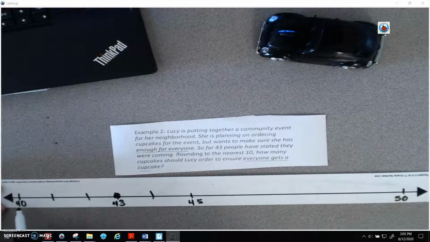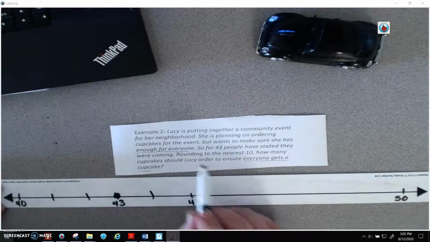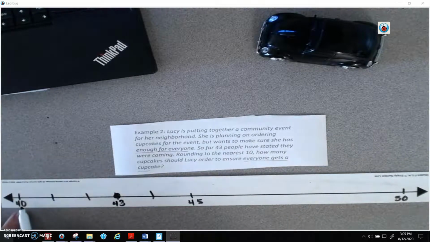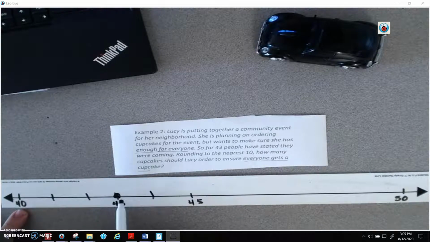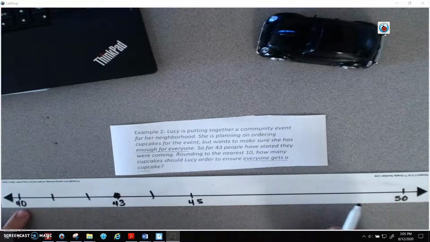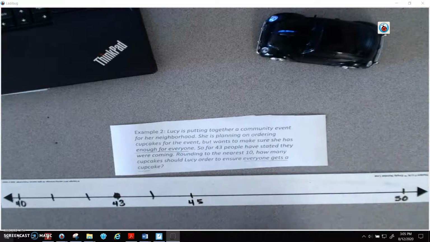But let's see here, it's asking for the cupcakes. If there are only 40 that she makes, and there's 43 people, that would mean that 3 people do not get a cupcake. So, to make sure that everybody gets a cupcake, instead of 40, she needs to make 50 cupcakes. If she does that, then she'll have these left over.